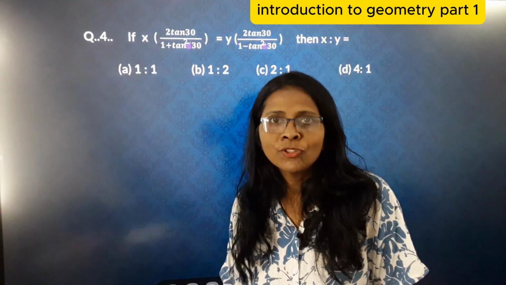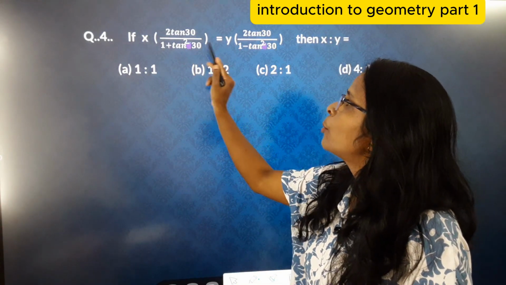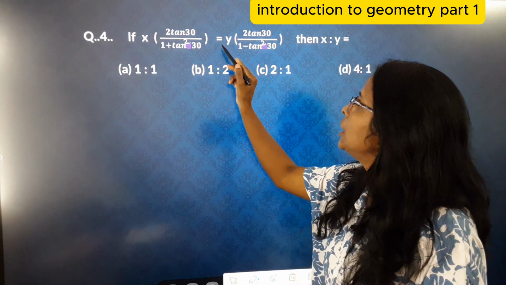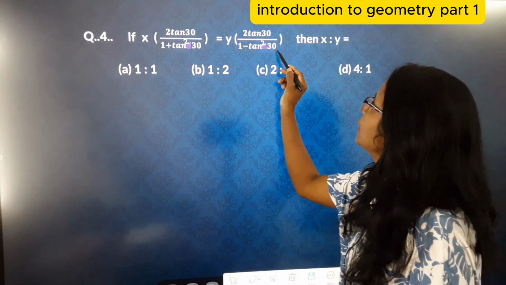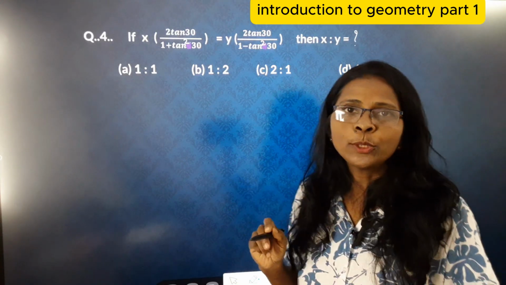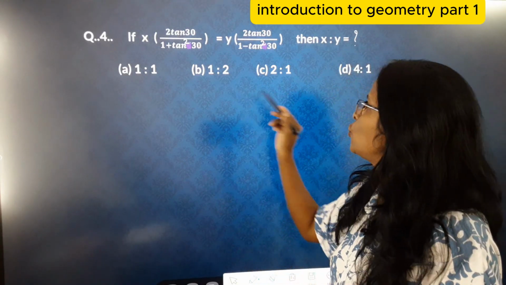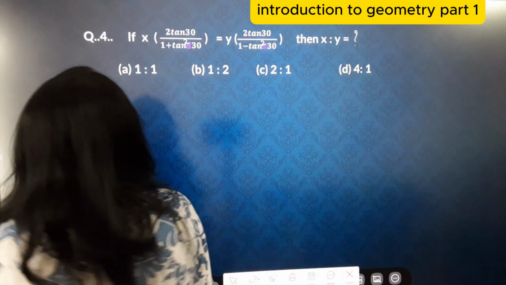Okay, question for students. If x multiplied by 2 tan 30 upon 1 plus tan² 30 is equal to y multiplied by 2 tan 30 upon 1 minus tan² 30, then x is to y is equal to what? The options are 1 is to 1, 1 is to 2, 2 is to 1 and 4 is to 1. Now let's start to solve.